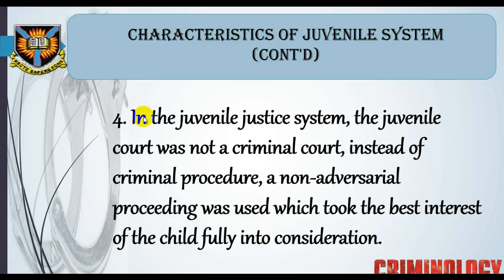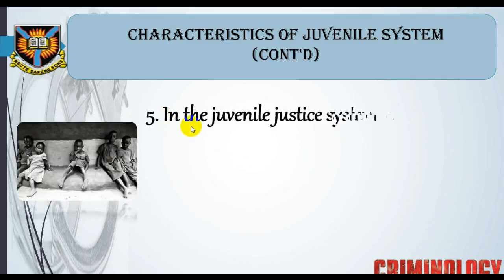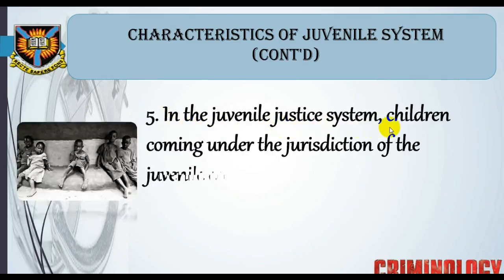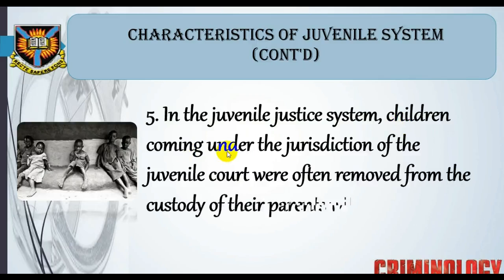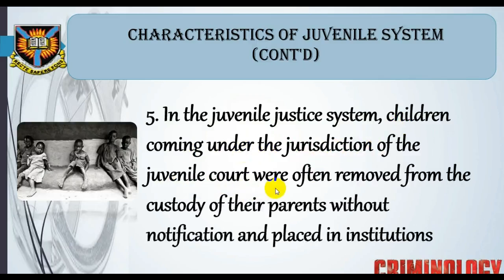4. In the juvenile justice system, the juvenile court was not a criminal court. Instead of criminal procedure, a non-adversarial proceeding was used, which took the best interest of the child fully into consideration. 5. In the juvenile justice system, children coming under the jurisdiction of the juvenile court were often removed from the custody of their parents without notification and placed in institutions.